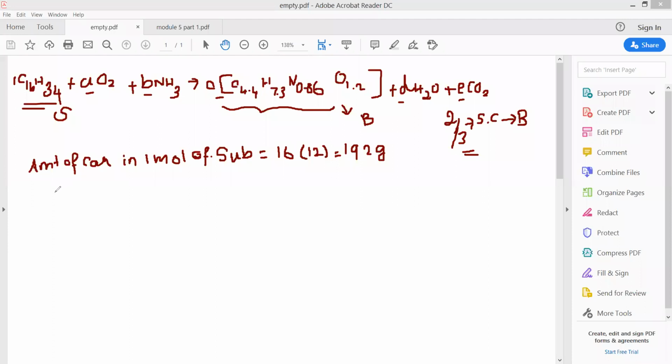So now, amount of carbon converted to biomass. You people can write clearly. So in 192, how much has been converted? 2 by 3.